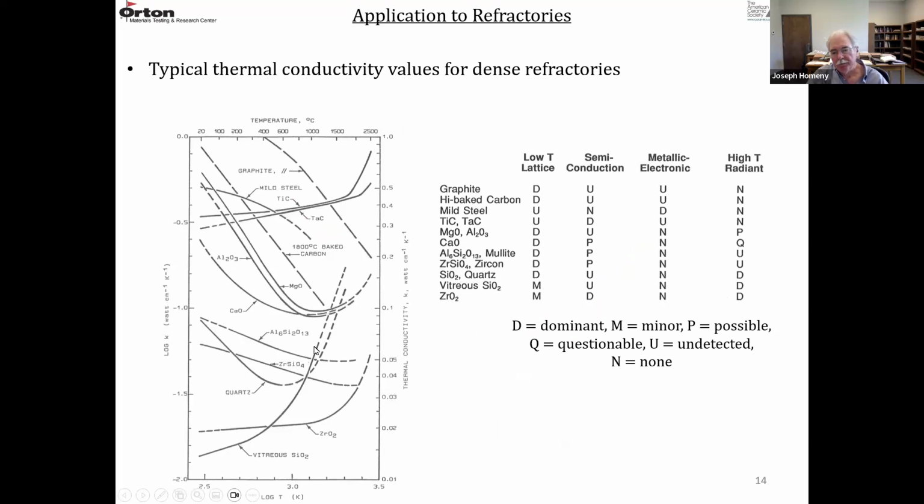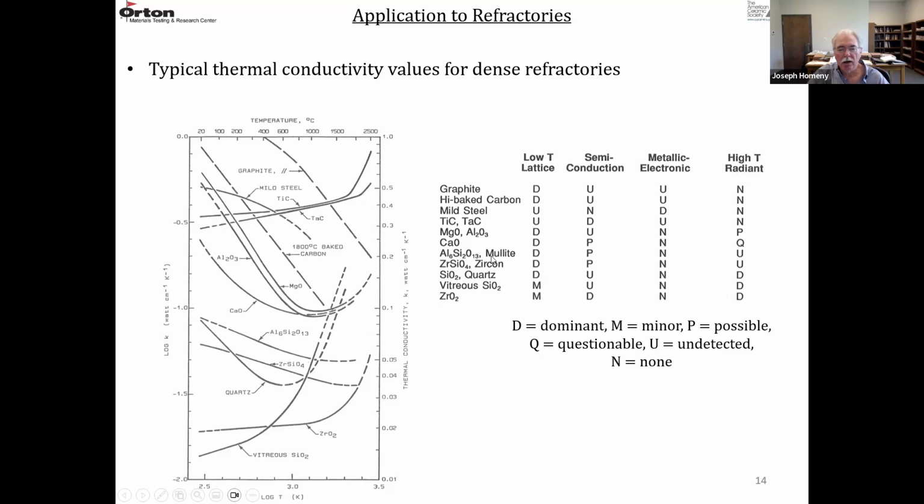So this is the same plot, thermal conductivity versus temperature. And these are the materials on that diagram. And at low temperatures, this is lattice or solid state or phonon conduction. And the D just means that it is the most dominant mechanism. And in these materials like vitreous silica, M means minor. And in a material like steel, it's undetected. A few of these materials are slight semiconductors.